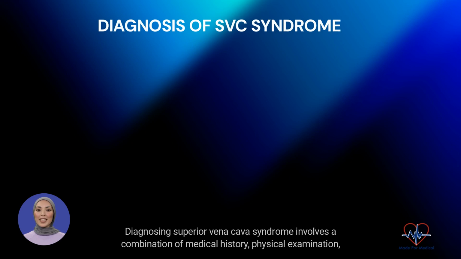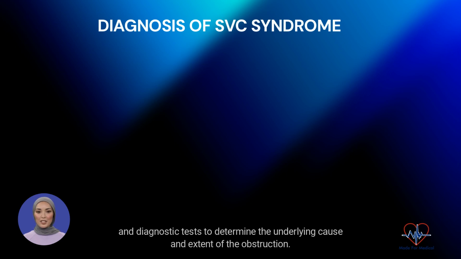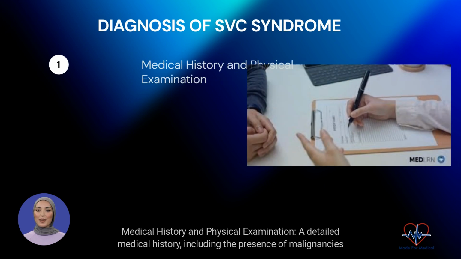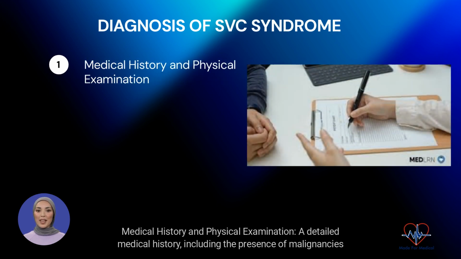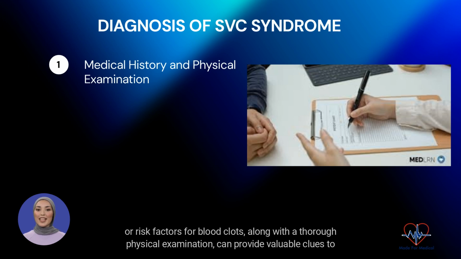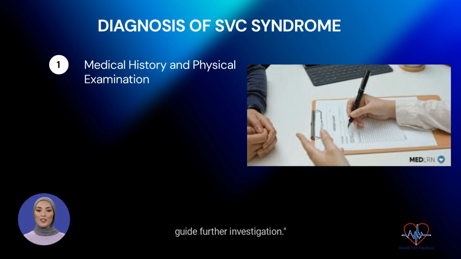Diagnosing superior vena cava syndrome involves a combination of medical history, physical examination, and diagnostic tests to determine the underlying cause and extent of the obstruction. Medical history and physical examination: a detailed medical history, including the presence of malignancies or risk factors for blood clots, along with a thorough physical examination, can provide valuable clues to guide further investigation.